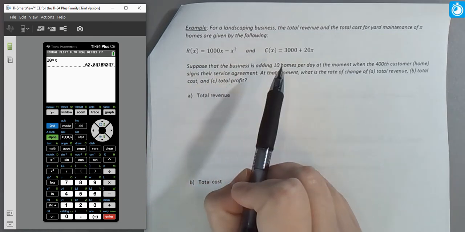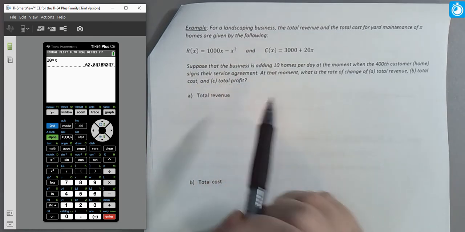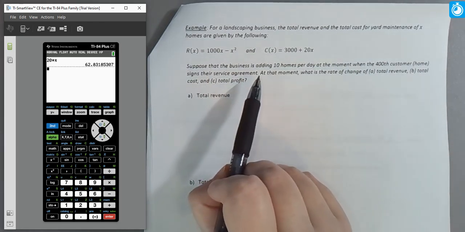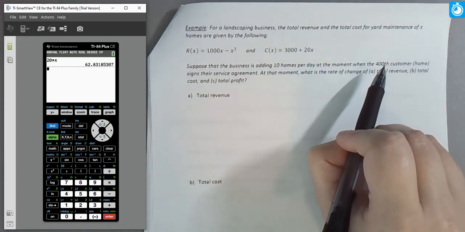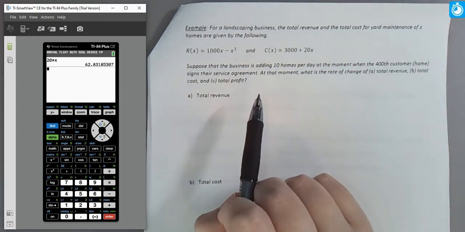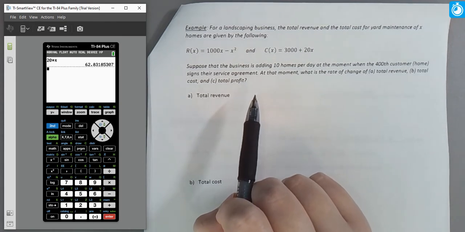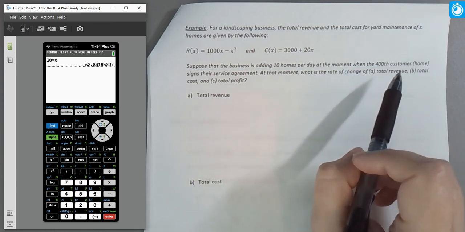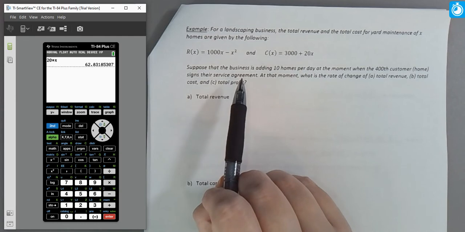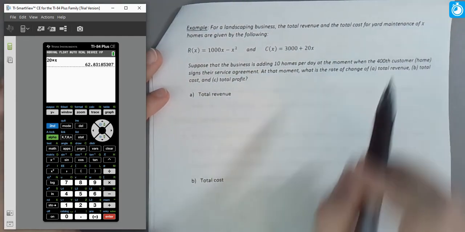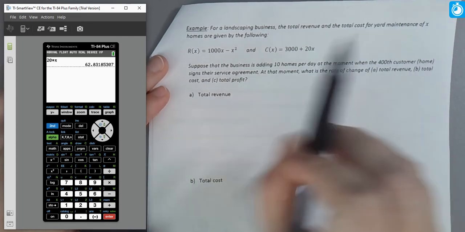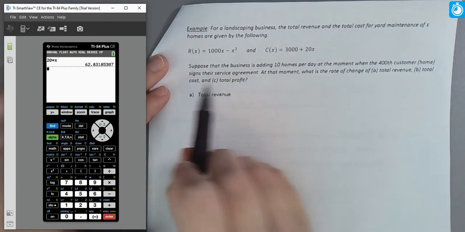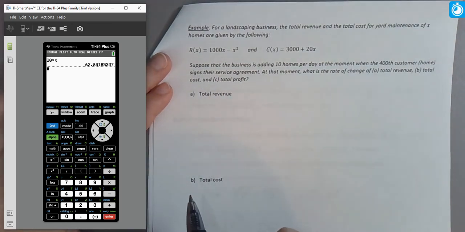So suppose the business is adding 10 homes per day at the moment when the 400th customer or home signs their service agreement. So as soon as we have 400 customers, we're changing at a rate of an addition of 10 homes per day to the clientele. So at that moment, we want to know what is the rate of change of total revenue, total cost, and total profit. In other words, when we're adding customers this way, we have 400 customers and we're adding 10 per day. Well, how is our revenue changing? How are our costs changing? And then how is that bottom line of profit changing?